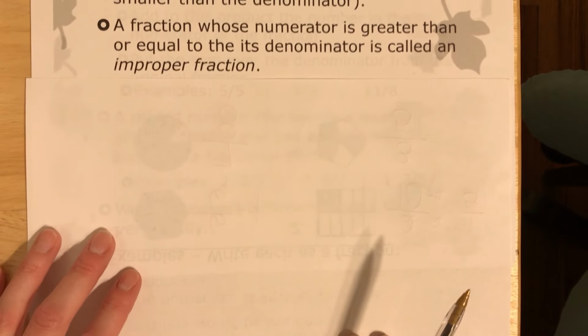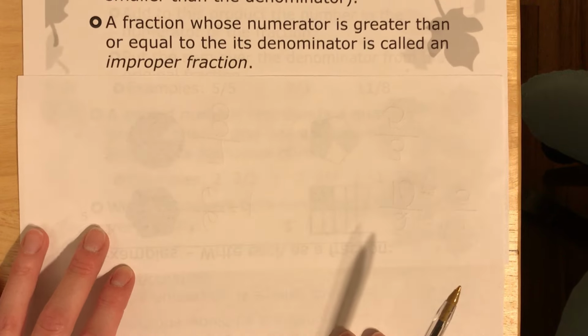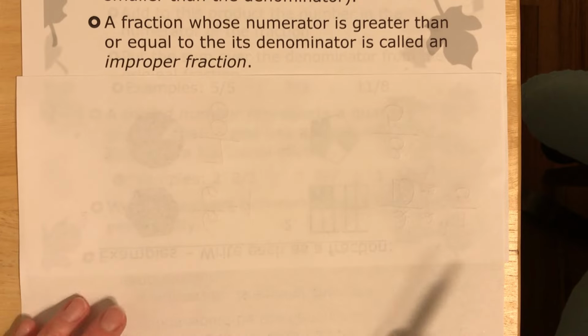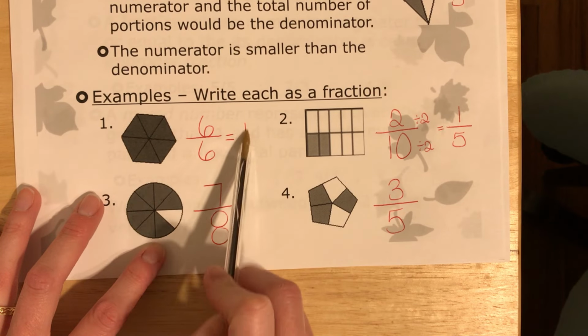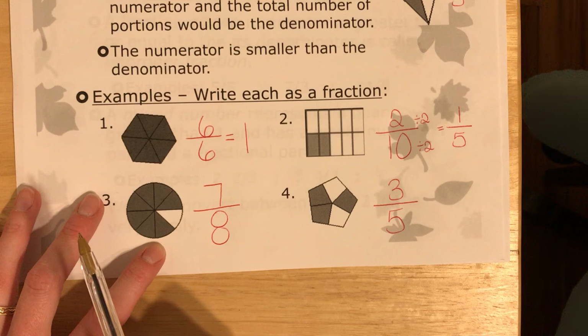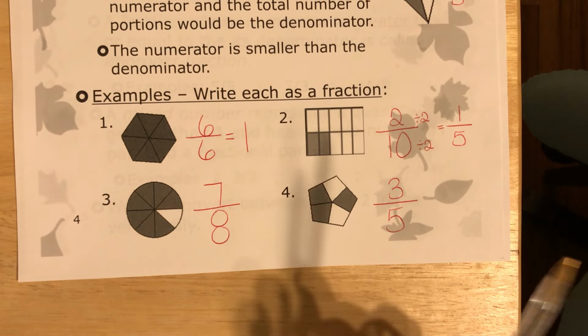A fraction whose numerator is greater than or equal to the denominator is called an improper fraction. Okay, so again, a fraction where the numerator is larger in value than the denominator, or can be equal to the denominator, is called an improper fraction. So going back to our example, number 1 was an improper fraction because I have the numerator and denominator the same number. But 2, 3, and 4 were all proper fractions.